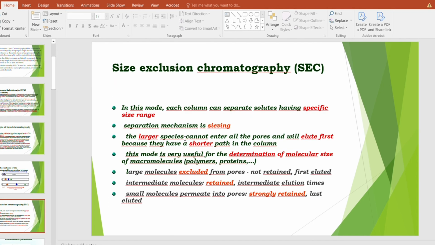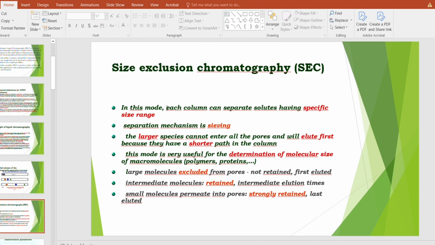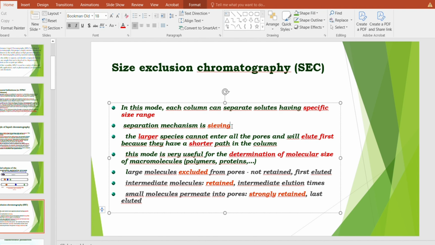Now this is one type of chromatography, HPLC size exclusion. Based on the sizes, the separation is occurring in this mode. Each column separates solutes having a specific size range. The separation mechanism is sieving, the way we sieve our sand. The larger particles cannot enter all the pores, so they elute first because they have a shorter path or a shorter retention time.